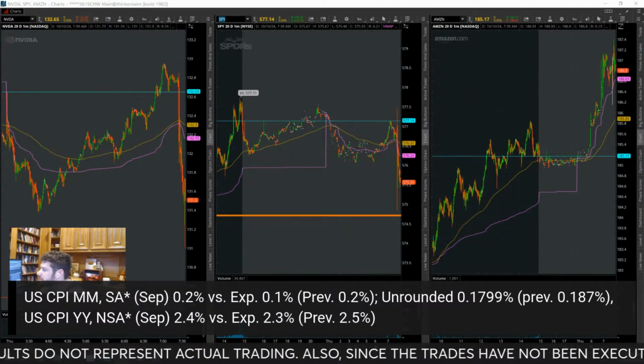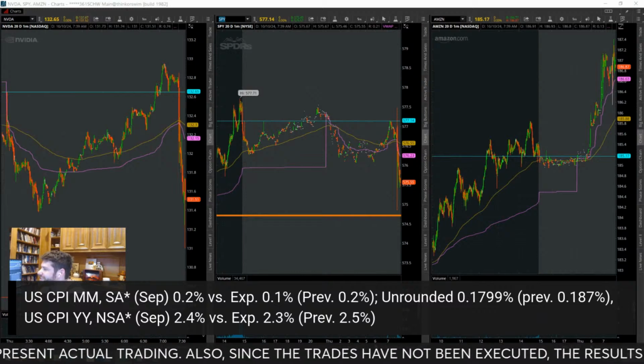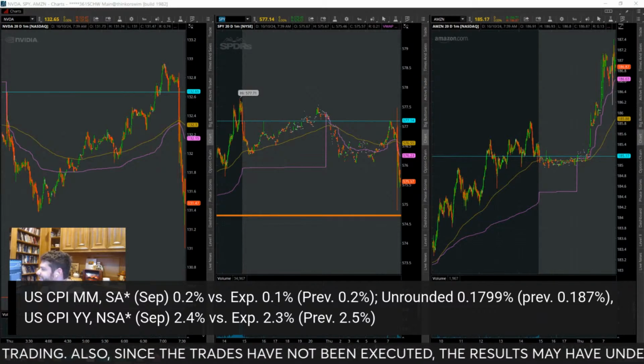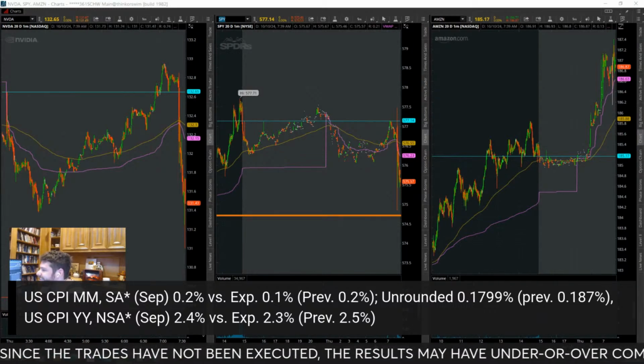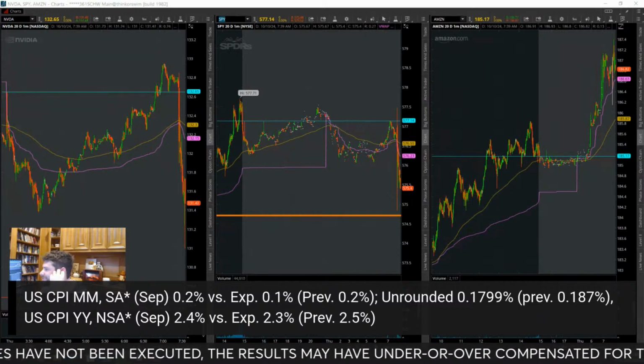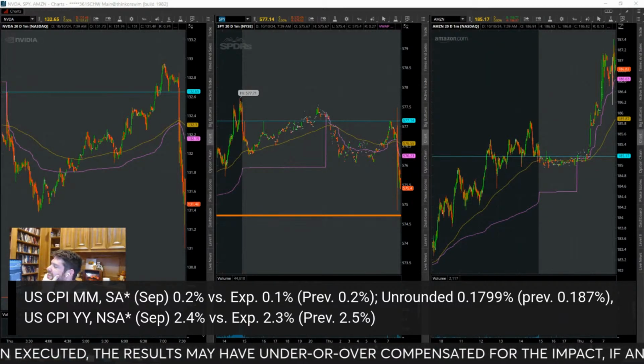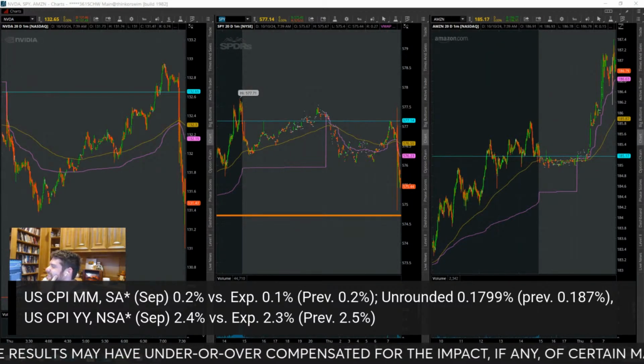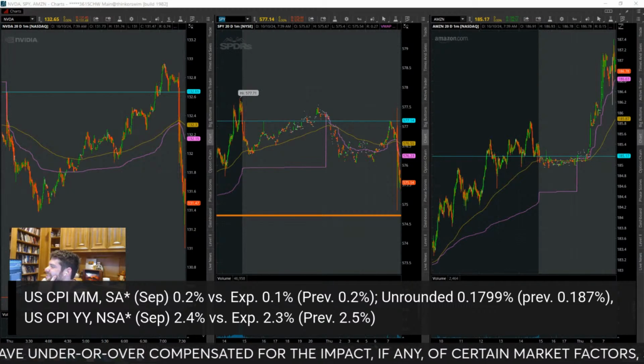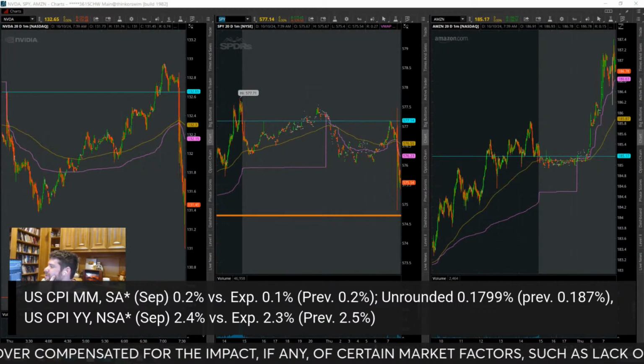I wish I said the CPI. Yeah, CPI whisper. Confirmation bias?